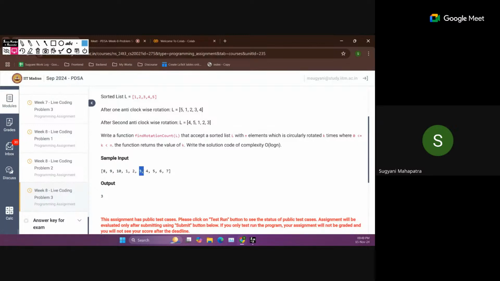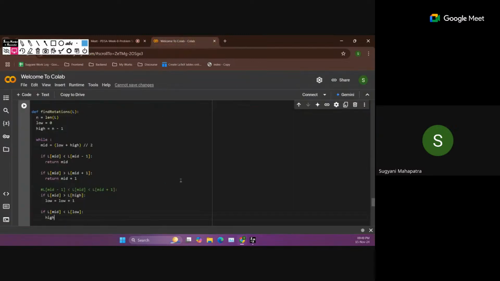My L of mid is 3, my low is 8, and 3 is less than 8. L of mid is less than L of low. Then where should we look? In the left part. So my high will be equal to mid minus 1. Yes, high will be equal to mid minus 1. And the other will be equal to mid plus 1.